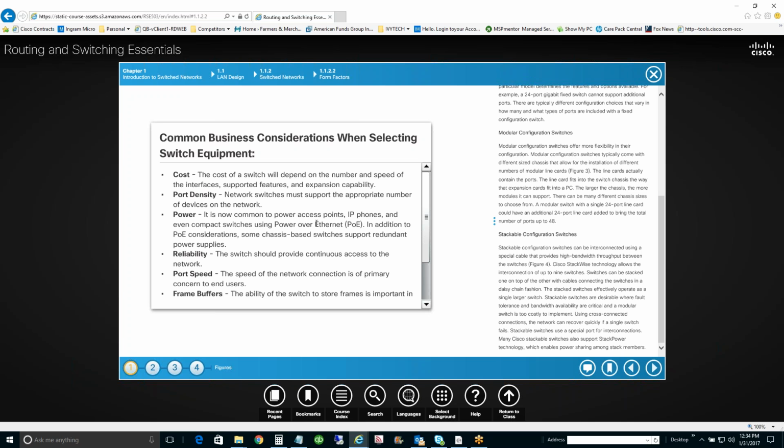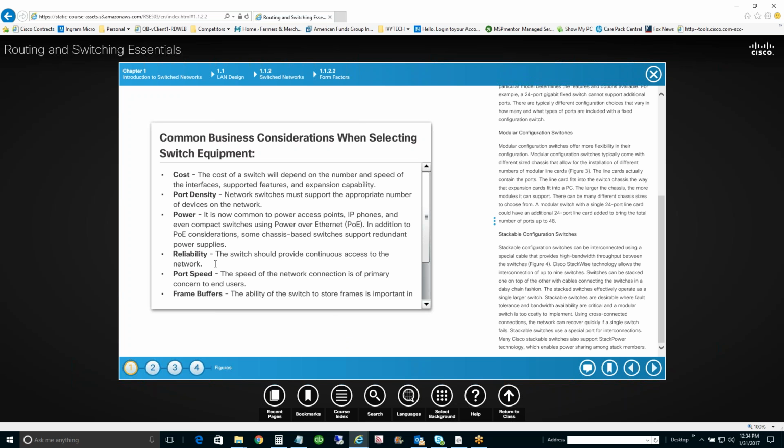Power is also a big consideration. IP phones and wireless access points are typically powered now over the Ethernet cable using PoE technology. Also, some switches have redundant power supplies. The reliability of the switch is also important. You know, the better the switch, the more reliable it's going to be. If you go with cheap switches, you're probably going to have more downtime.